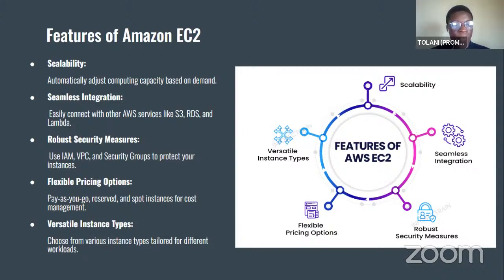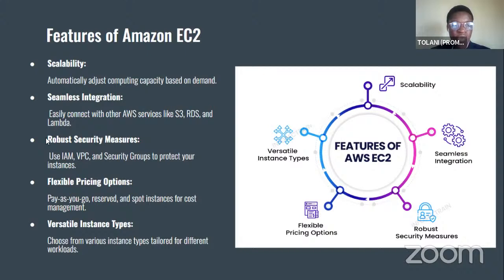Seamless integration. You can see here, it says easily connect with other AWS services like S3, RDS, and Lambda. There are a lot of AWS services, like thousands of them, right? But when you have Amazon EC2, you can easily connect to other services like S3, RDS, and Lambda, a lot of services. It gives you a seamless integration.